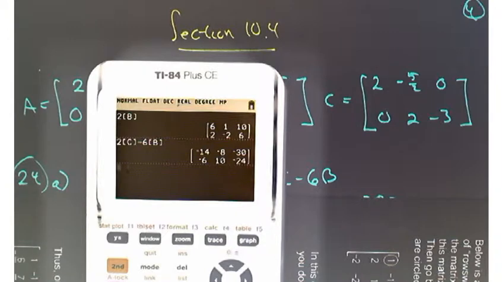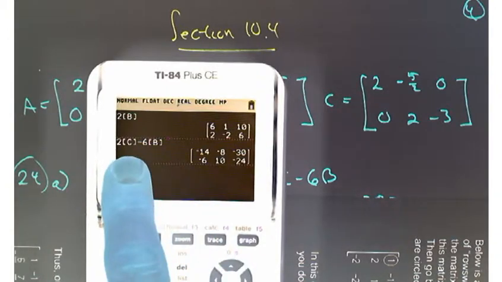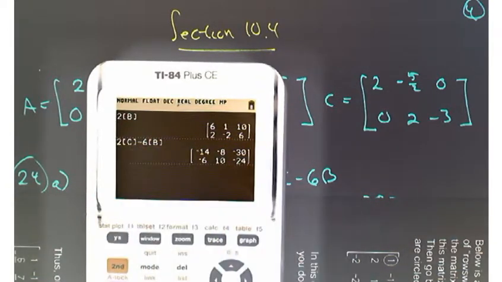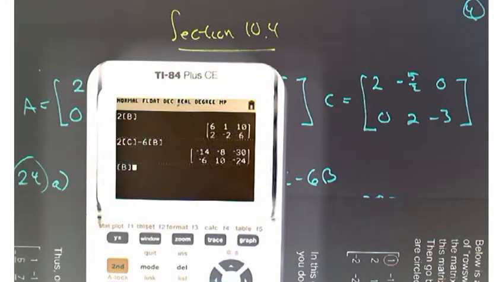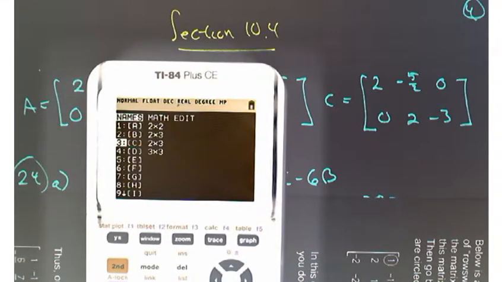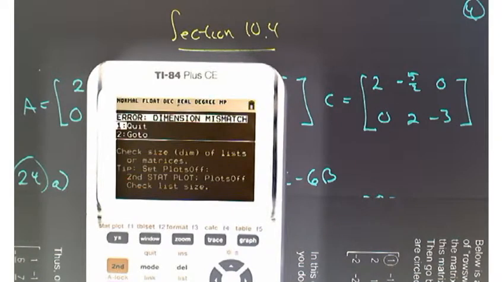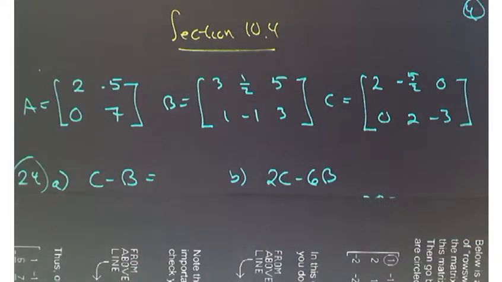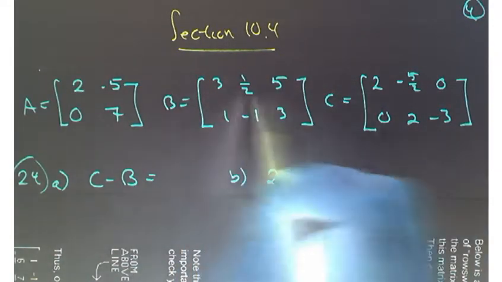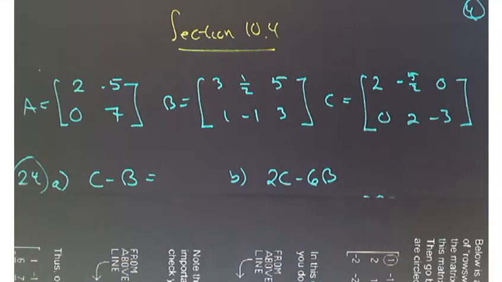But what about multiplication? What if I try to do C times B or B times C? Let's try that. Matrix B times matrix C. It doesn't like it, does it? Dimensions mismatch. This is a big red flag for you. It's like, okay, something's wrong. Now, multiplication of matrices is not just multiply this times this, this times this. That's not how multiplication of matrices works.